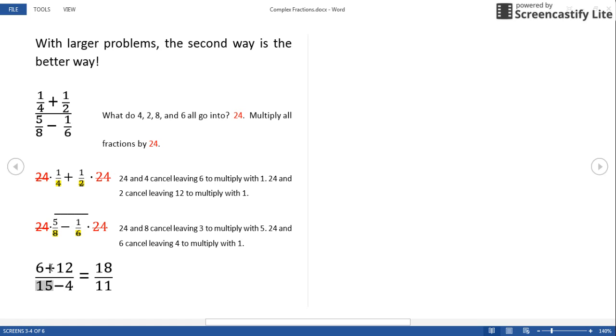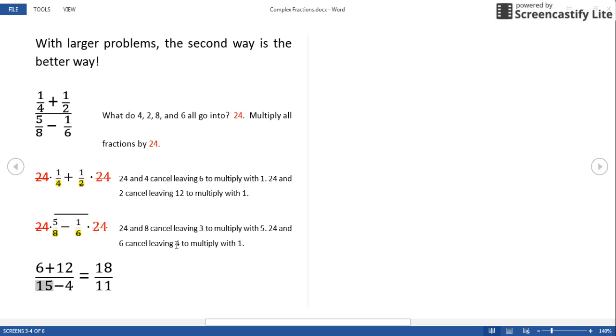Combine the things that will. 6 plus 12 is 18 on the top. 15 minus 4 is 11 on the bottom. And now we no longer have fractions within a fraction. We should always get rid of complex fractions by one of the two methods that we've seen. No need to change this into a mixed number. We do always want to see if it will reduce, but we can leave it as this improper fraction.